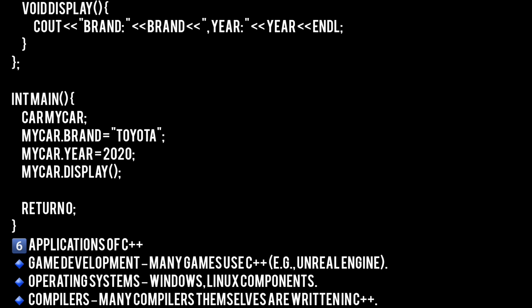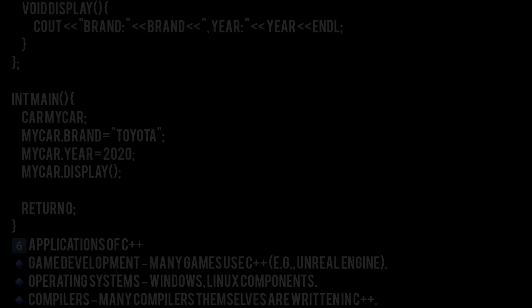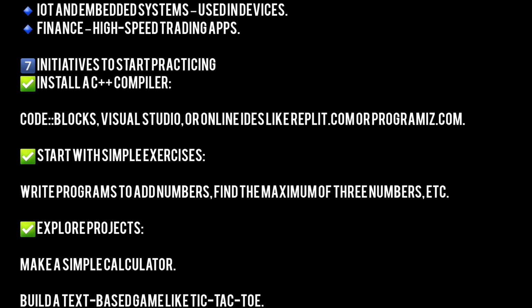Applications of C++. Game development: many games use C++, e.g. Unreal Engine. Operating systems: Windows and Linux components. Compilers: many compilers themselves are written in C++. IoT and embedded systems used in devices. Finance: high-speed trading apps.